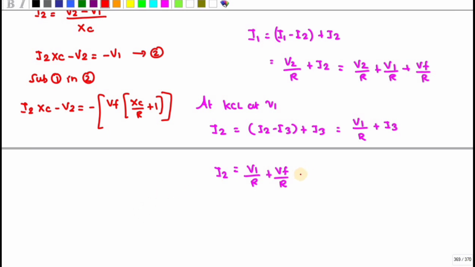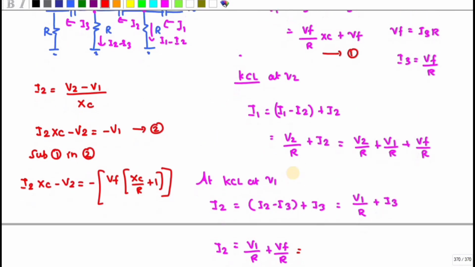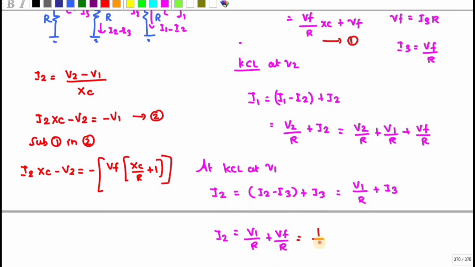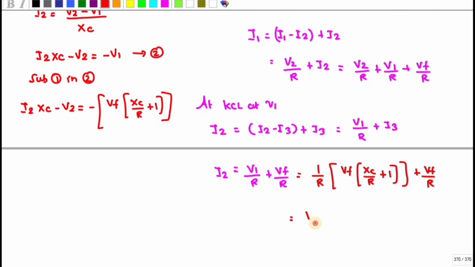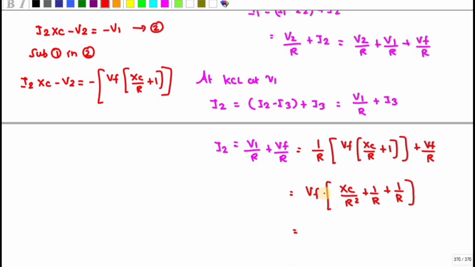Here also I can substitute the value of V1. So what is V1? If I take 1 by R, I can write V1 is equal to Vf, if I take common, XC by R plus 1, plus Vf by R. So this I can write as Vf times XC by R square plus 1 divided by R plus 1 divided by R. So I can write I2 is equal to Vf times XC by R square plus 2 by R. This is my I2.